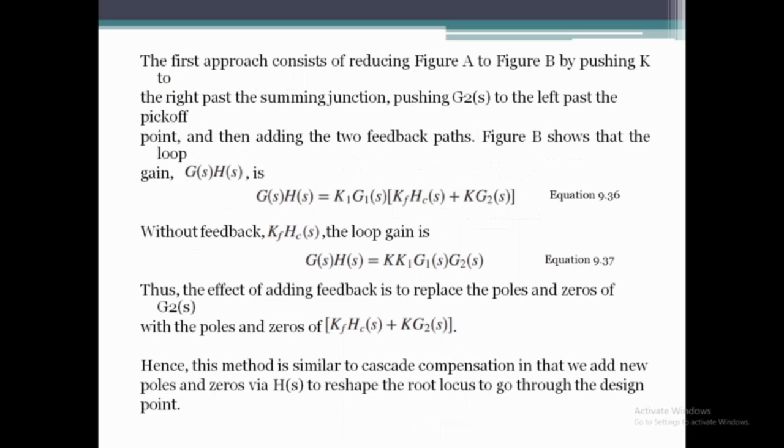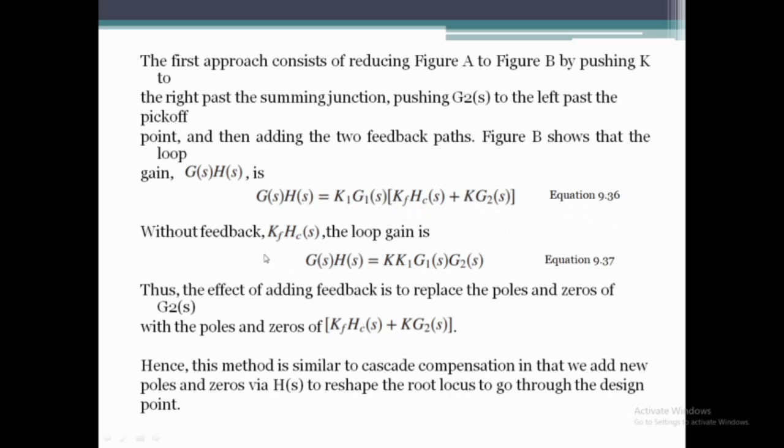So the first approach consists of reducing figure A to figure B by pushing K to the right past the summing junction, pushing G2(s) to the left past the pickoff point, and then adding the two feedback paths. Figure B shows that the loop gain G(s)H(s) is equal to K1 G1(s) multiplied by [KF Hc(s) plus K G2(s)], and this serves as our equation 9.36.